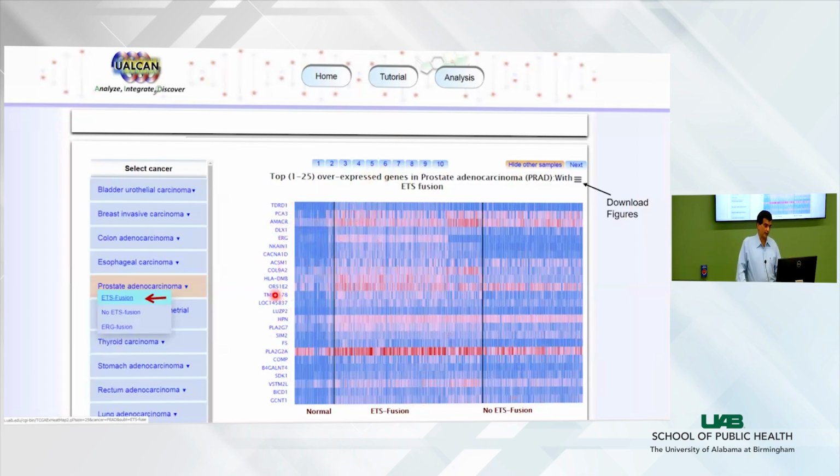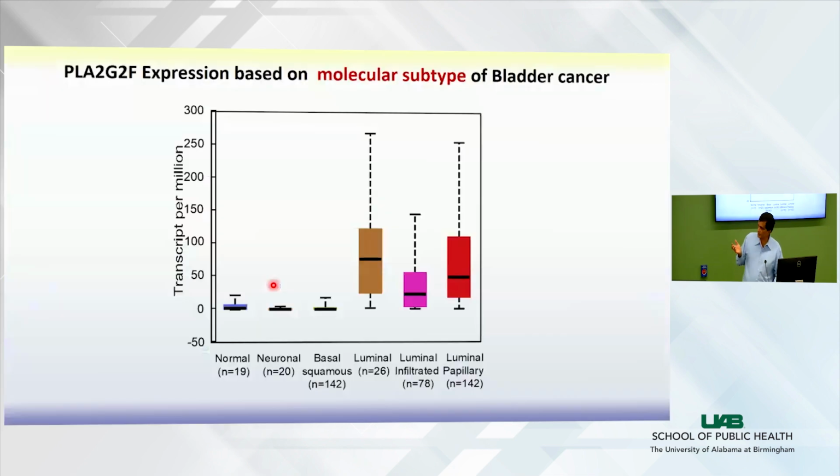Of course, you can click on any of these genes and you start getting box plots showing how much it is expressed in normal compared to different classes of cancers. For example, here you see that gene PLA2G2F is not expressed at all in certain subtypes of bladder cancer. It's almost like normal, but subtypes of bladder cancer, like luminal subtypes, have very high expression of this gene.